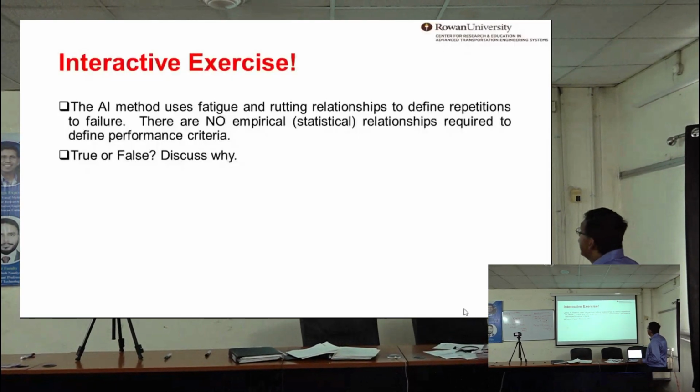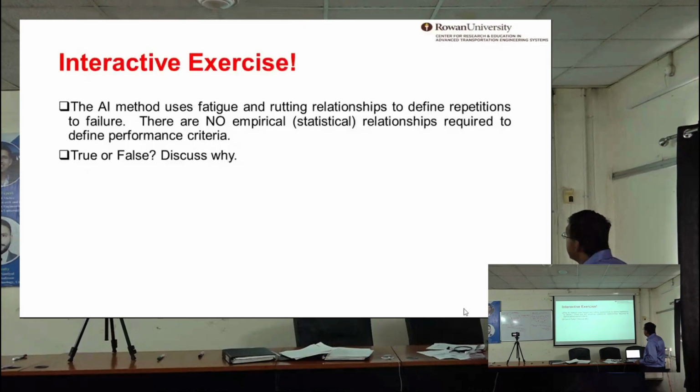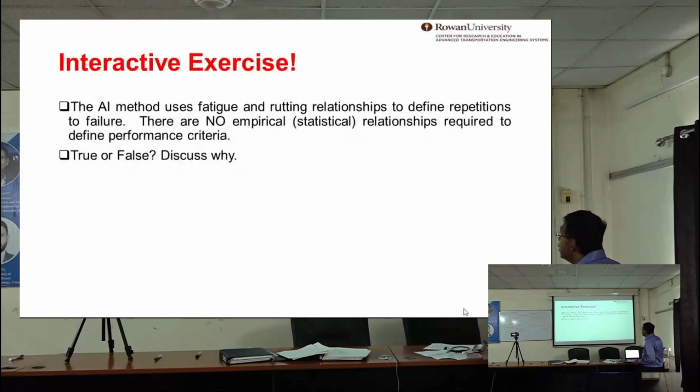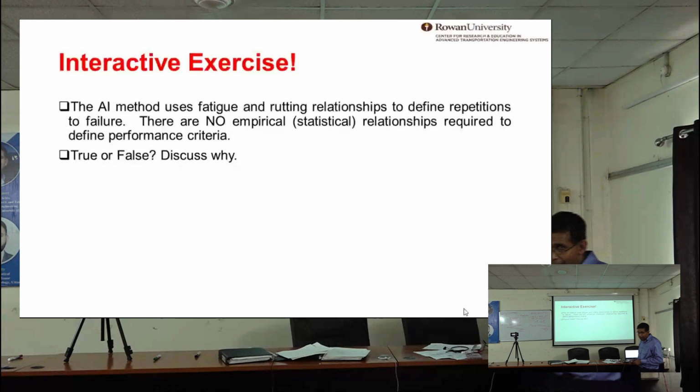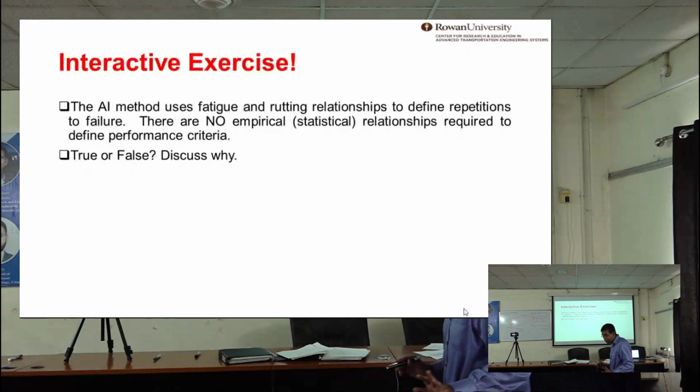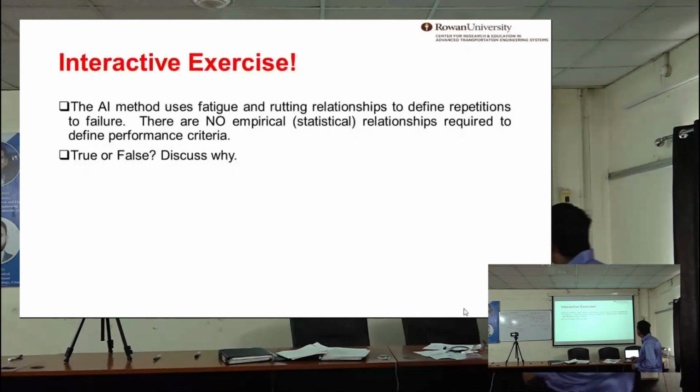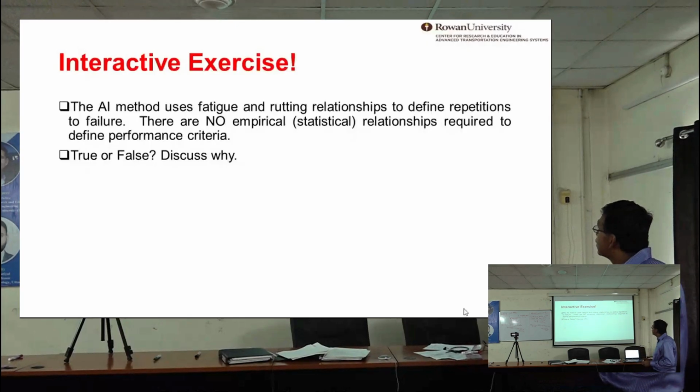The AI method uses the fatigue and rutting relationship to determine repetitions to failure. There are no empirical statistical relationships required to differentiate. True or false? Can anybody answer that? Now that we went through the whole development of NF, there are no empirical statistical relationships required.